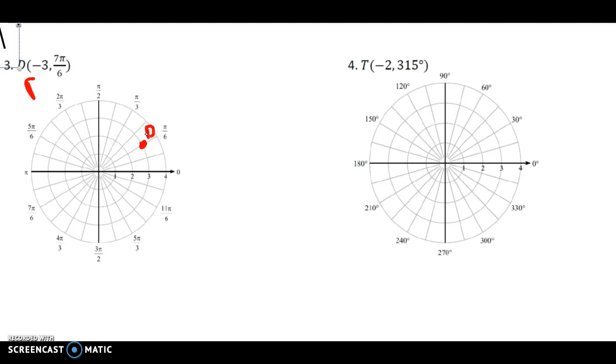Try it in degrees for point T. Again, my radius is negative, and my angle is 315. So I find 315, and then I go backwards following 315. 1, 2. Here is point T.